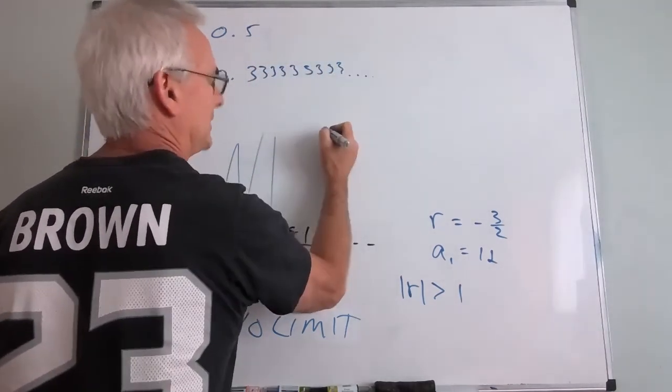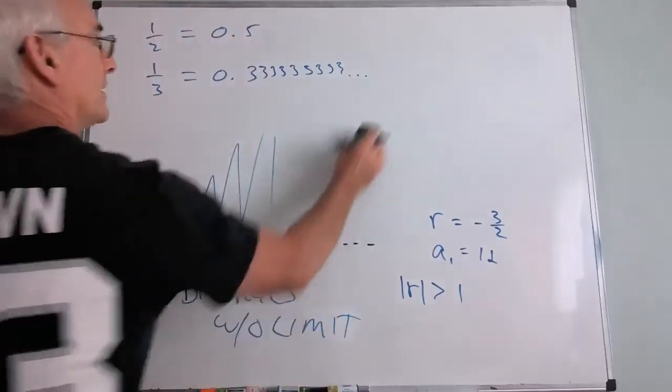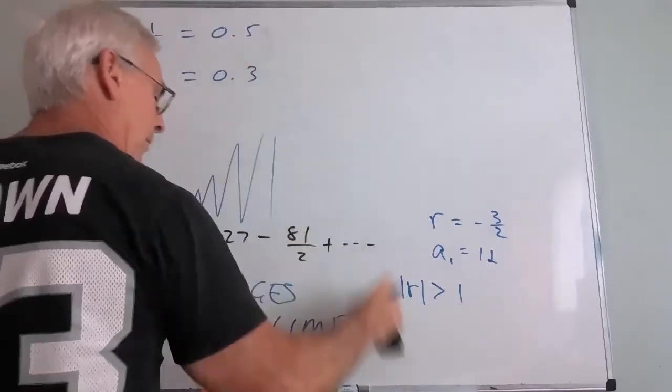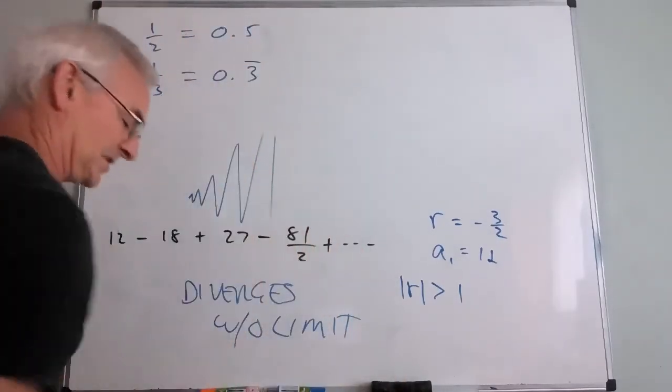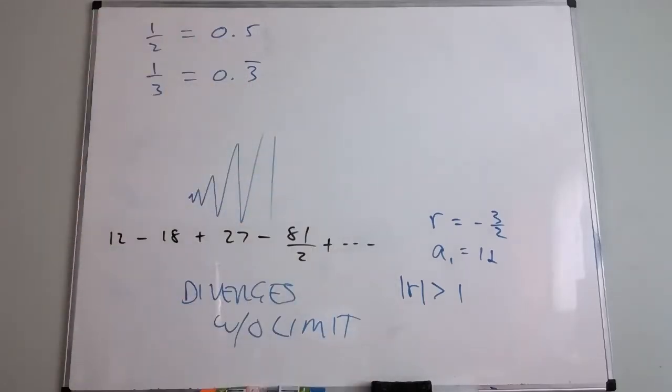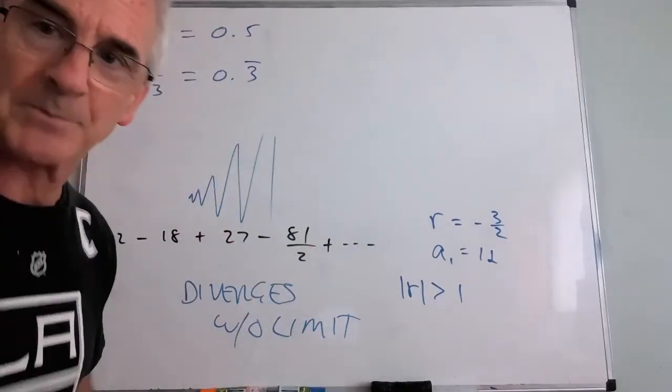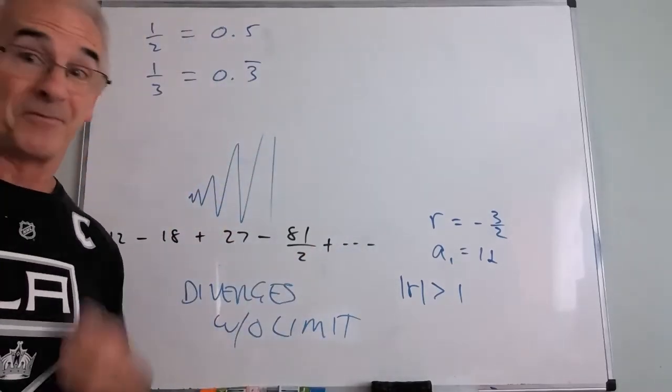I could do that, but we have a more efficient way. Just write a bar, or a 3 with a bar. What does the bar mean? It repeats. It repeats how many times? Indefinitely. Forever.